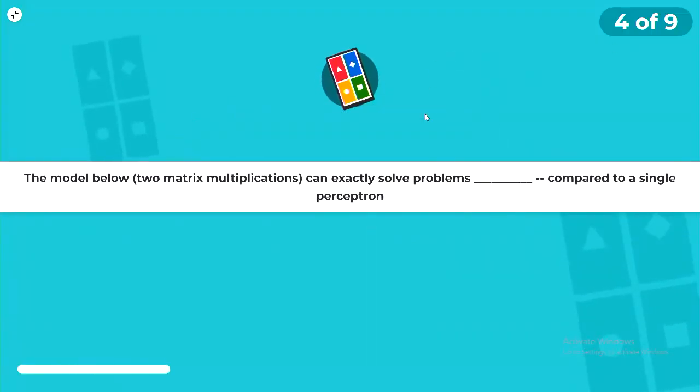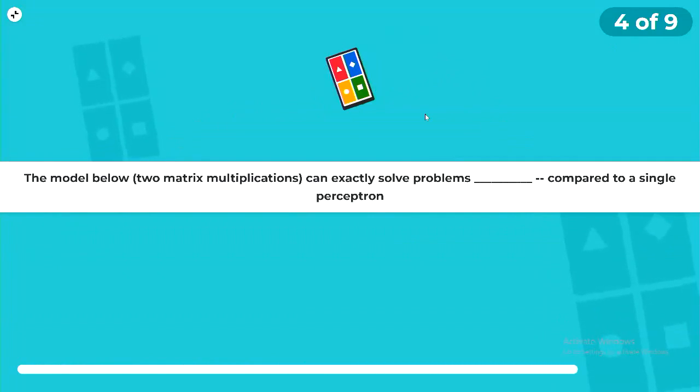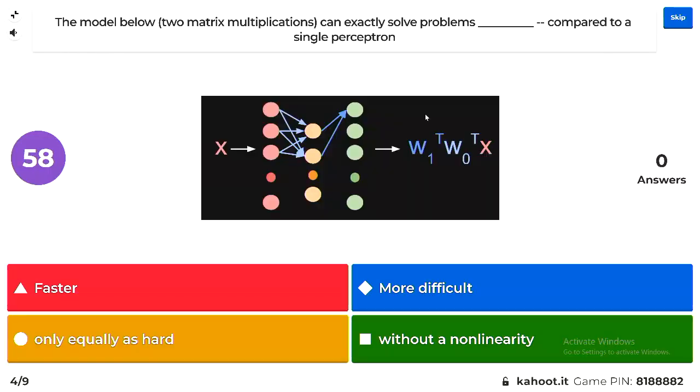Now we're actually getting to it. The model below, 2 matrix multiplications, can exactly solve problems blank compared to a single perceptron. Either faster than a single perceptron, more difficult problems than a perceptron, only equally as hard problems as a perceptron, or problems without a nonlinearity compared to a perceptron. A big change of pace all of a sudden, huh?